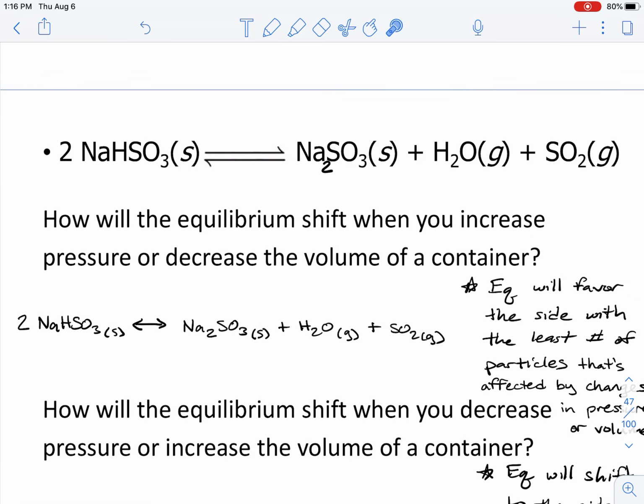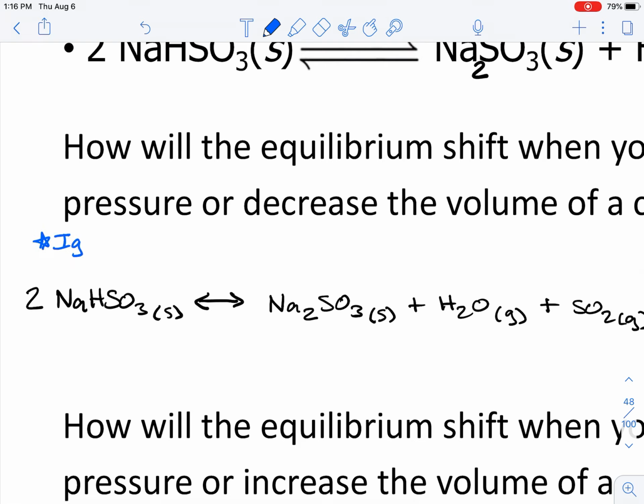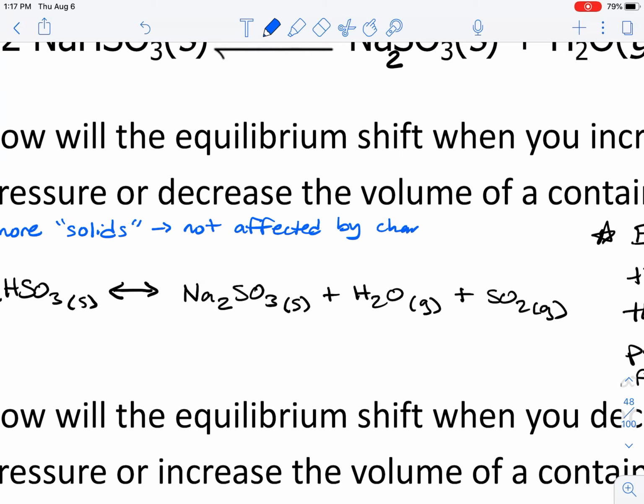And so we're only considering the particles that are going to be affected by changes in pressure or volume. If you think about the nature of solids, when you put a solid in a container, if you increase the pressure of the container or decrease the volume of the container, it doesn't really affect the substances that are solid in phase. And so here in this case, we're going to ignore solids because they're not affected by changes in pressure or volume.